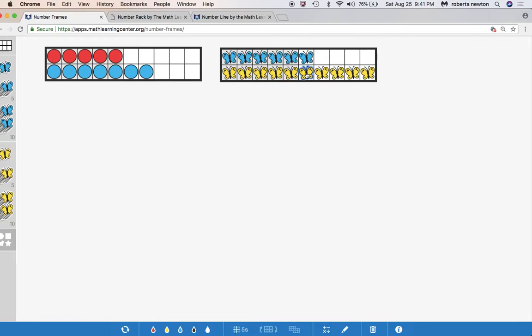So I can say there were 6 blue butterflies, there were 10 yellow butterflies. How many more yellow butterflies were there than blue? I can say, how many fewer blue butterflies were there than yellow? I can also ask that even up question. How many more blue butterflies would I need to have the same amount as I do of yellow? So I can use this double 10 frame to tell those types of problems.